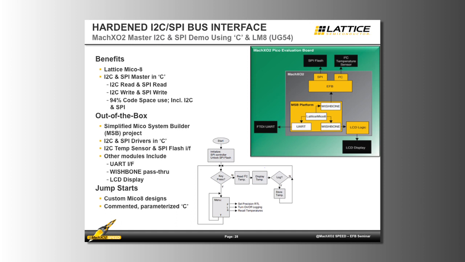It is based upon the soft IP core, the MachXO2, and includes code written in the C programming language that can be modified by the designer. The other modules included is a UART, an LCD port, and a wishbone pass-through interface. This allows the designer to write directly to the LCD without the need for a MachXO2 in the second board.